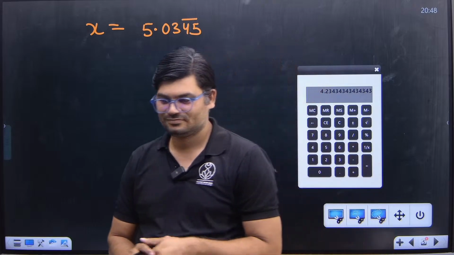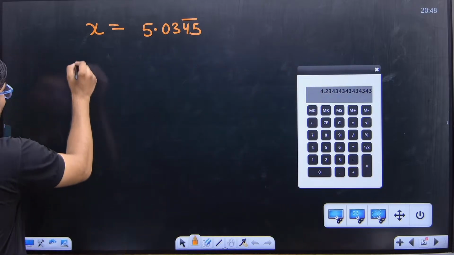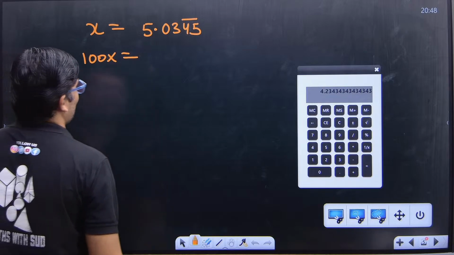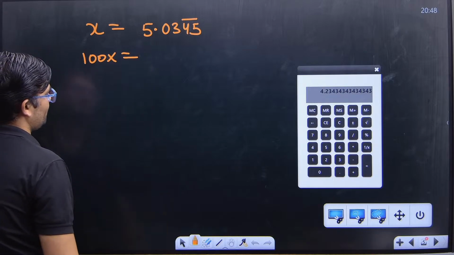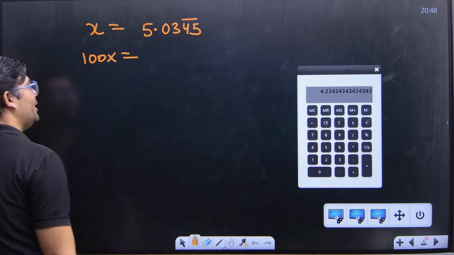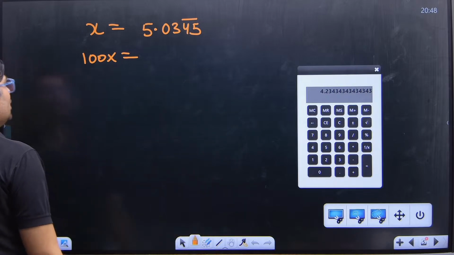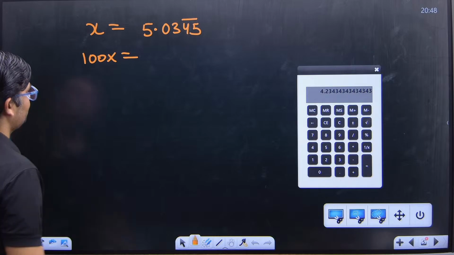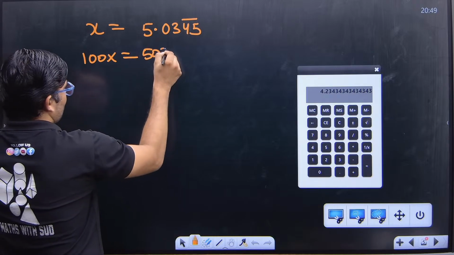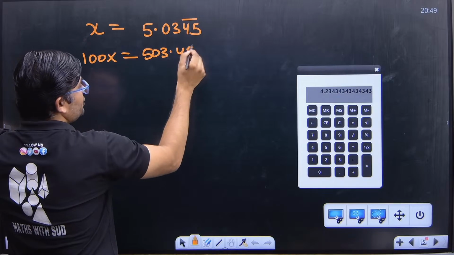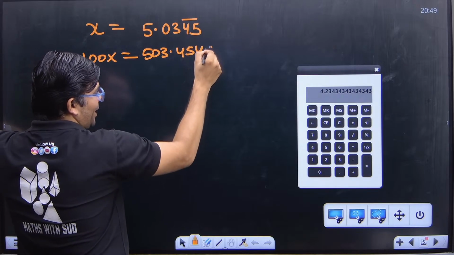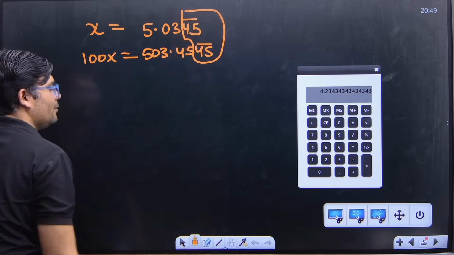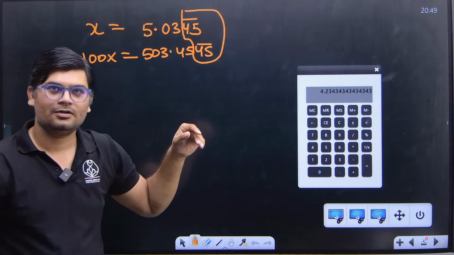So it will be multiplied by 100. Okay. So 100x is equal to 1 second. Be very careful in multiplying it by 100 or 1000 or whatever number you use. This will be equal to 503.45 bar. Don't say 4 or 5 bar. Say 45 bar. The bar has to be said only after a certain number of decimal digits. So are you now getting it?